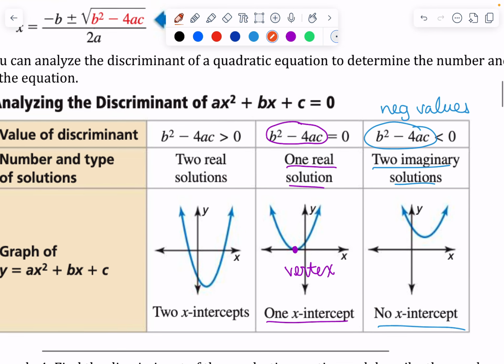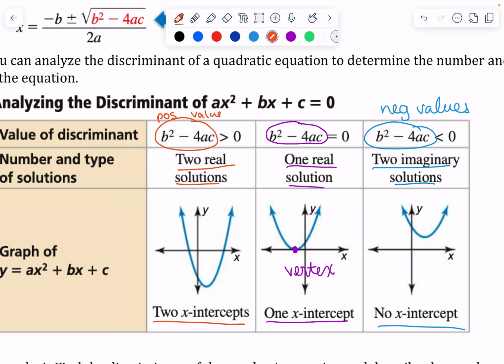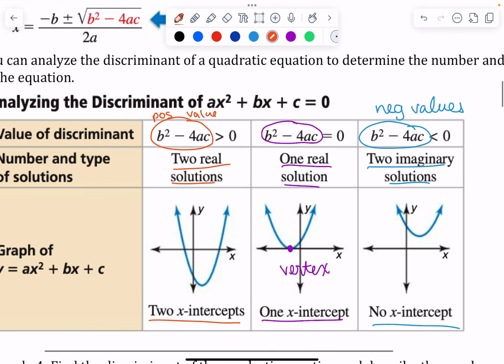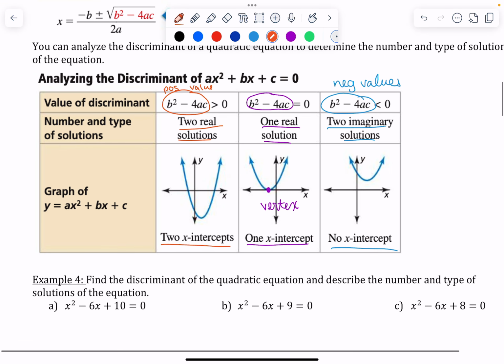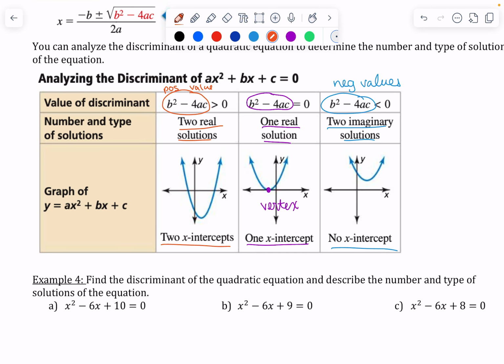Lastly, if the part under the radical is a positive value, then we just get two real solutions and two x-intercepts, and that's the most common case that we see. It doesn't necessarily mean that those two solutions or those two x-intercepts have to be whole numbers. They could still be fractions and decimals, but they're still real.